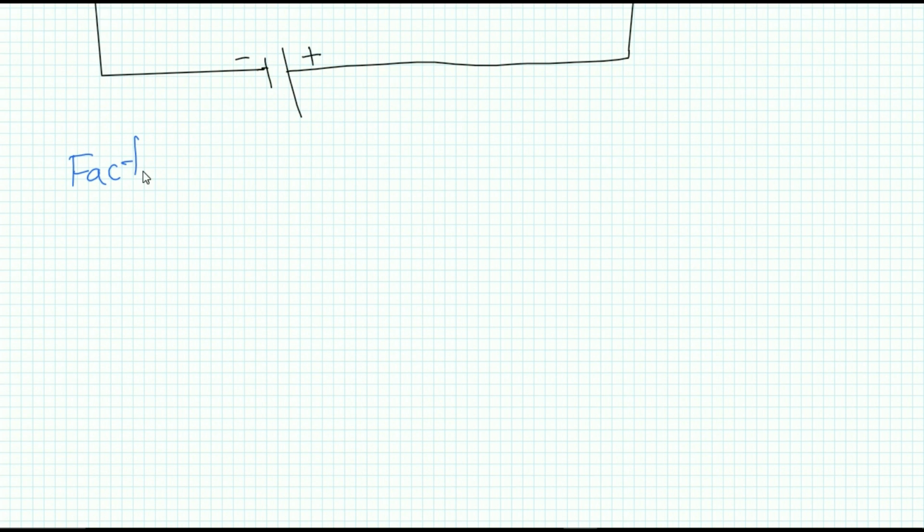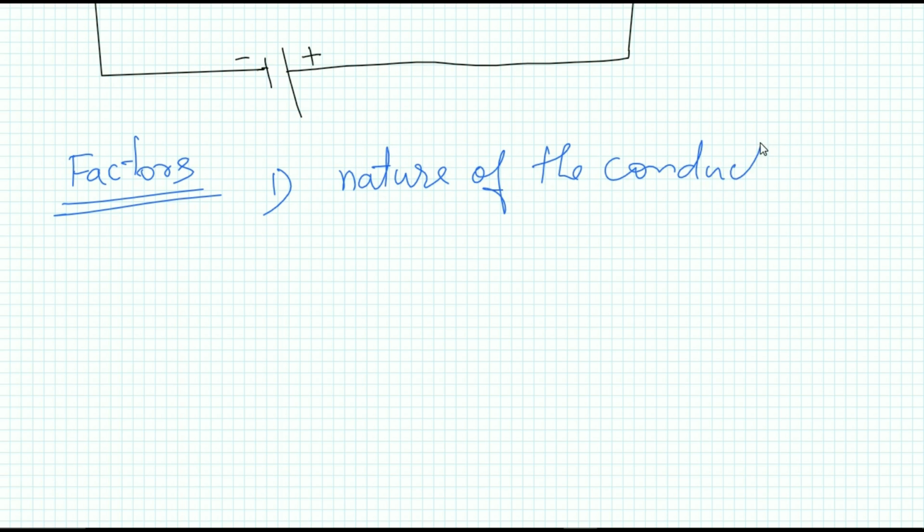Now I am going to explain the factors that affect the resistance of a conductor. The first factor which causes the resistance is the nature of the conductor, or we can say the type of conductor.